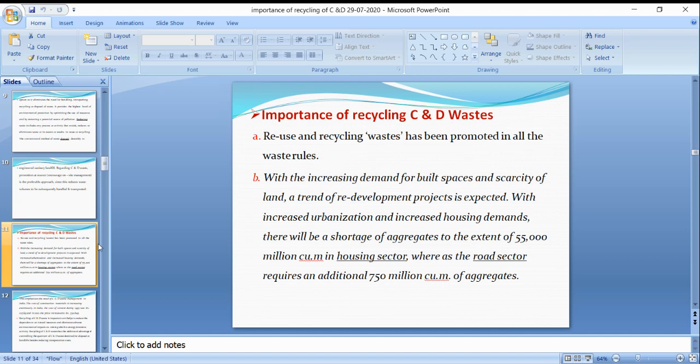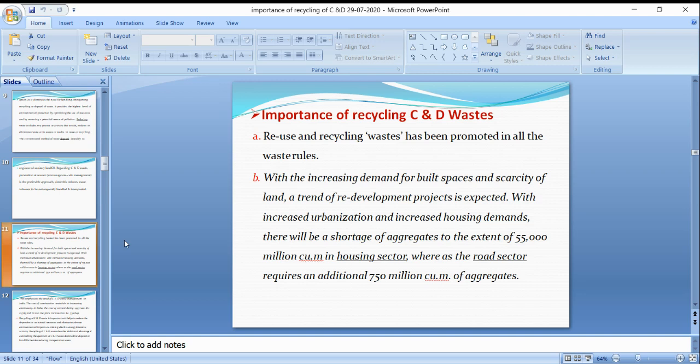So till now we have seen the initiation of C&D waste. So why it came, how the process is going on, and why it came: the waste is going on to increase, and it is also becoming 60% of the infrastructure, so that 60% of the amount is going on for that.